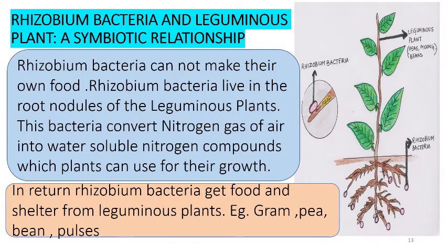Another example of symbiotic relationship is provided by rhizobium bacteria and leguminous plants. Rhizobium bacteria cannot make their own food. Rhizobium bacteria live in the root nodules of leguminous plants such as pea, gram, beans, etc. Rhizobium bacteria convert nitrogen gas of air into water-soluble nitrogen compounds like nitrates and give them to the leguminous plants for their growth. In return, what do they get? Leguminous plants give food and shelter to rhizobium bacteria. Thus, both rhizobium bacteria and leguminous plants have a symbiotic relationship and they help each other in surviving.